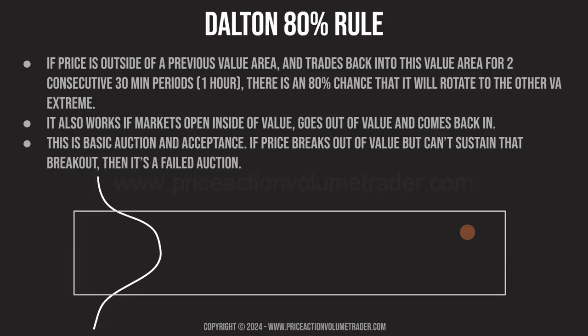This is actually one of the best types of trades that I really like, because this type of failed breakdown or failed breakout is what gets traders trapped on the wrong side, and that just adds fuel for a squeeze in the opposite direction. This is basic auction and acceptance. If price breaks out of value but cannot sustain that break, then it is what we would call a failed auction, which is the same thing as a failed breakout or a swing failure pattern, etc. There are a lot of different ways to call it.